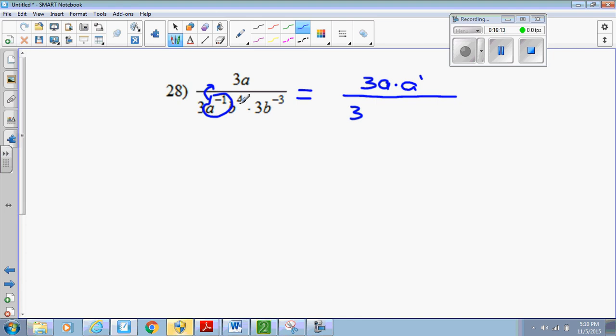B to the fourth is a positive exponent, stays where it is. This 3 is positive, has a positive exponent, stays where it is. This b has a negative exponent, so this moves to the top as b to the positive third. And now simplifying, first I'm going to take care of all the coefficients, or numbers in front. So I have 3 on top, 3 times 3 on the bottom.